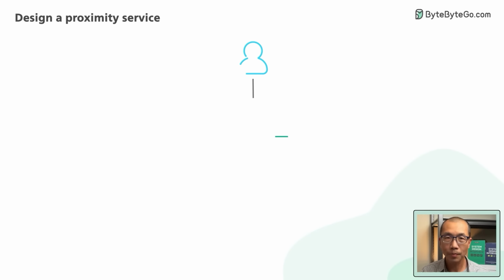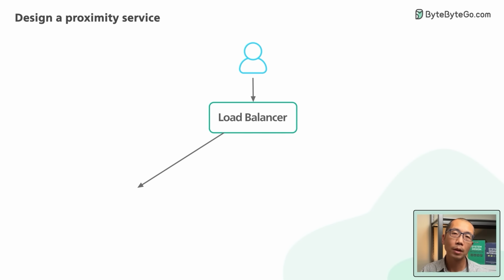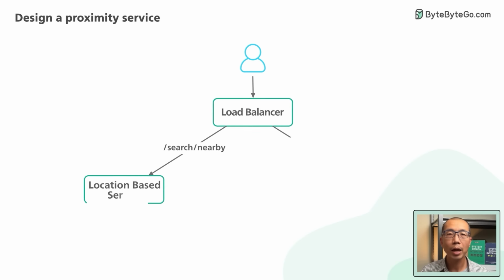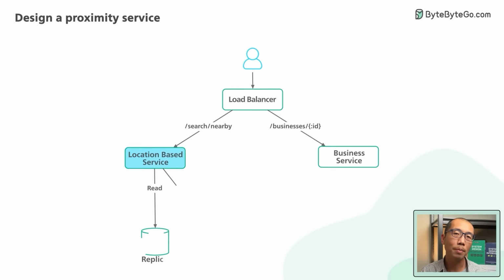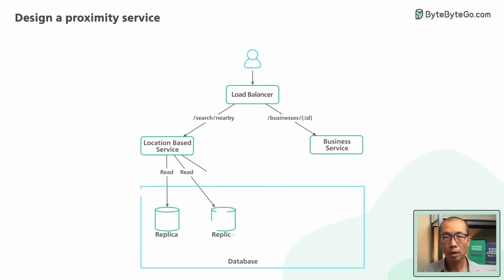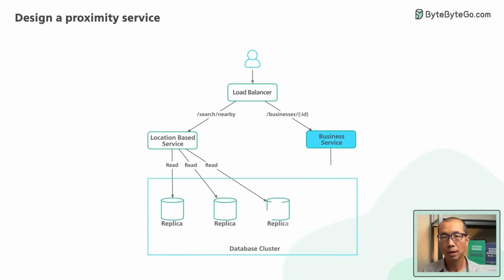In this system, there are 2 parts. They each map to an API category mentioned earlier. We call the first part location-based service, and the second part business service. Let's take a quick look at each component of this high-level design.